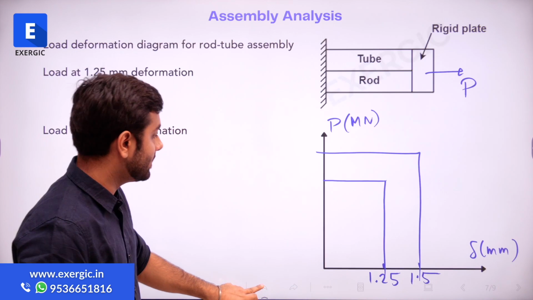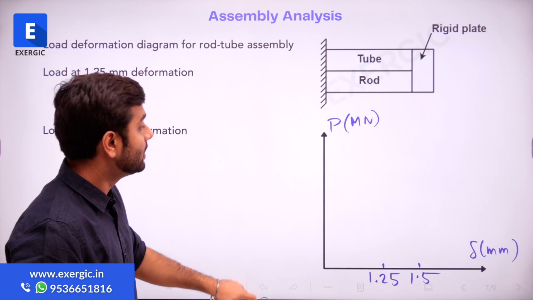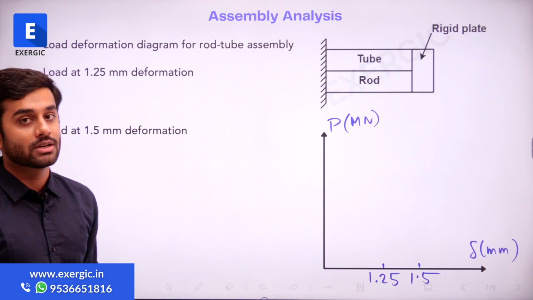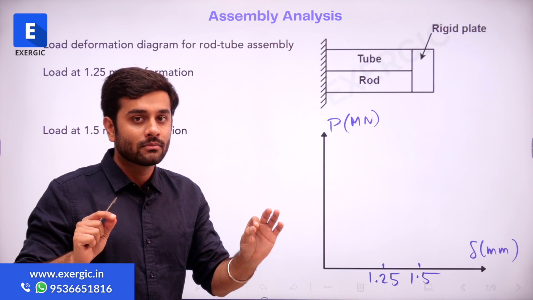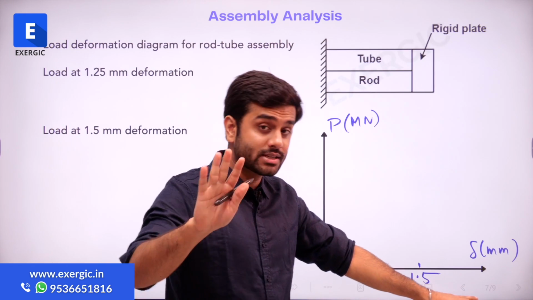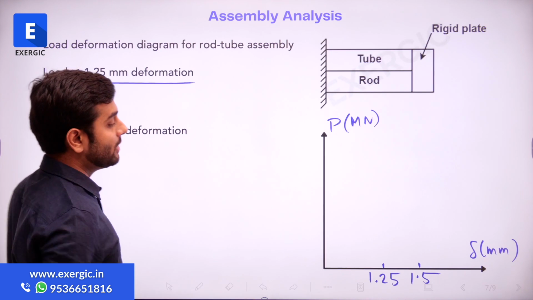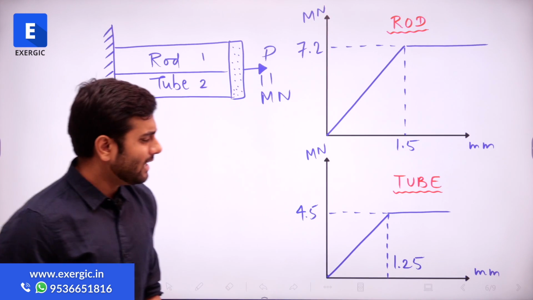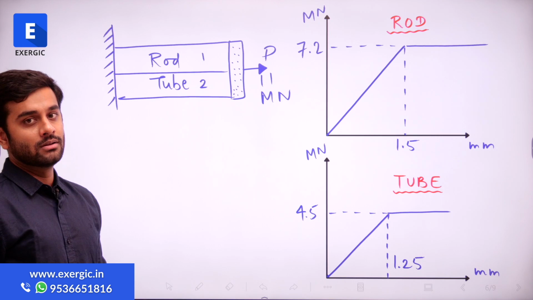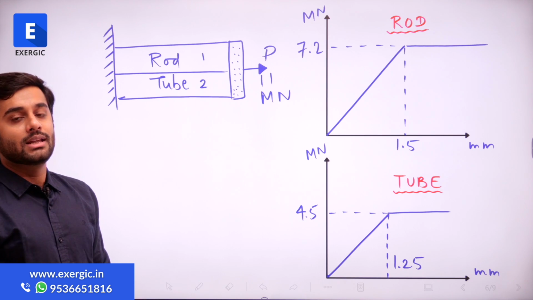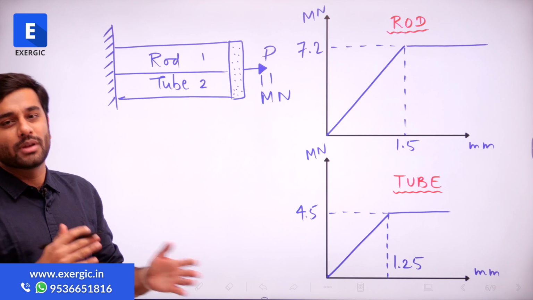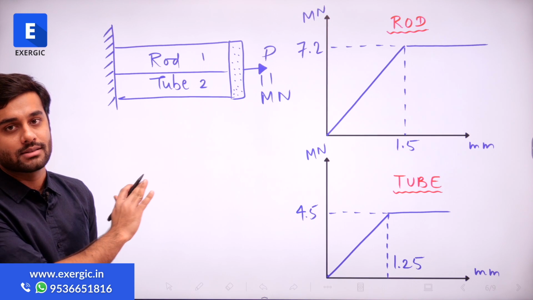Now, in this case, if I want to know how much the load will be when deformation is 1.25 mm, how can I find that out? Listen to my question carefully. I want to find out the load at 1.25 mm deformation. Tell me, at 1.25 mm, will both of them be in the elastic region or plastic region? Or maybe one in elastic, one in plastic. Have a look at this diagram.